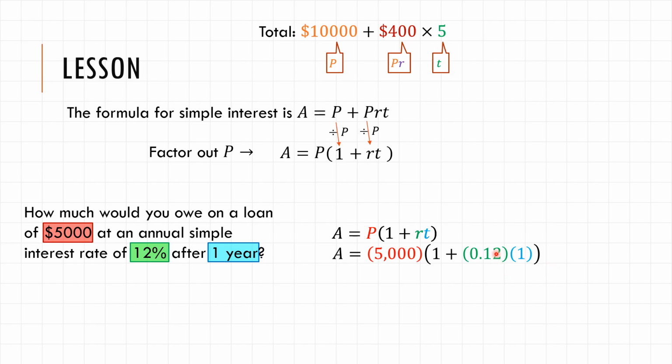So let's see what this turns out to. What is 0.12 times 1? Well, that's just 0.12. Plus 1 would be 1.12. And if I multiply that by 5,000, I get 5,600. So this is the amount that I would owe on a loan after 1 year if I borrowed $5,000 at 12%.